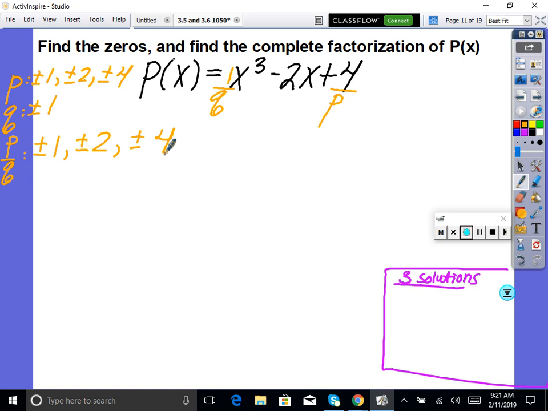So then on the test, what you'll do is just start testing. Now think about it. Once we find 1, we'll have a quadratic, and then we can solve by either quadratic formula or factoring. So from here, I'm going to test 1 and see if it works. Now making sure I notice that x squared, there are 0 x squareds. I got to put in my 0. So 1, 0, negative 2, 4.